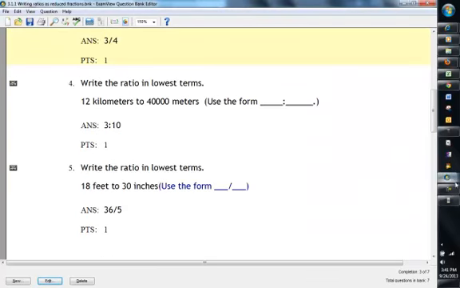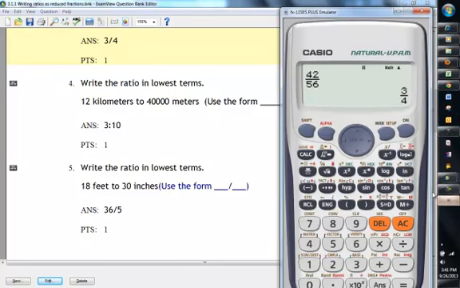Next one. You might be tempted to write it as 12 to 4,000, or 40,000, excuse me, but you notice it's 12 kilometers. Okay, so when we write the fraction, the numerator is 12, but it's kilometers, so we're going to have to multiply it by 1,000, and then the denominator is 40,000. And so 12 times 1,000 over 40,000 is 3 to 10. Same thing with the next one.